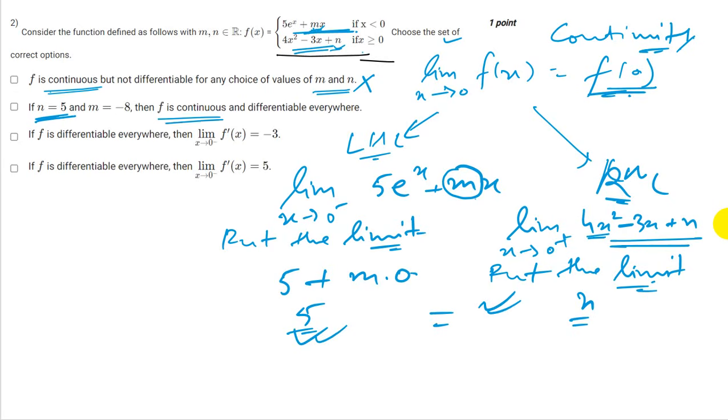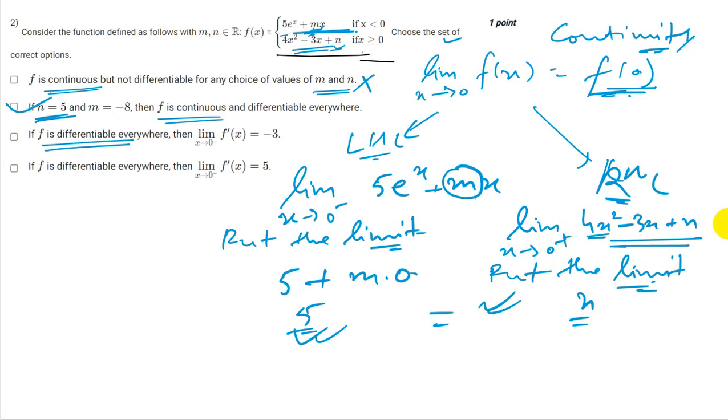So f becomes continuous. But what about differentiability? See, neither of these two functions are non-differentiable at any points, and in this function also. So we can say that if this function is continuous, then differentiability is established. Okay, so this option is correct. And again, if f is differentiable, so when is f differentiable? F is differentiable if this thing is satisfied.